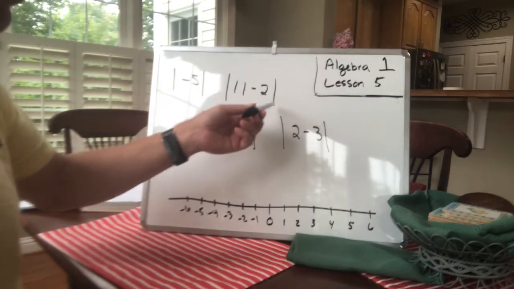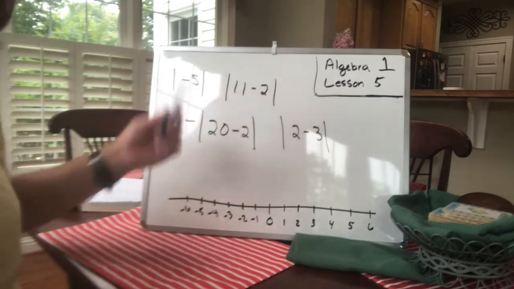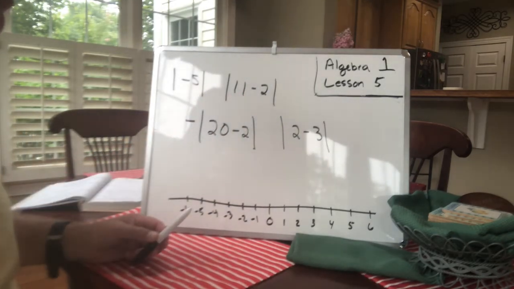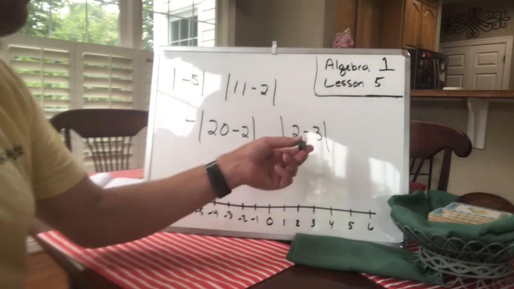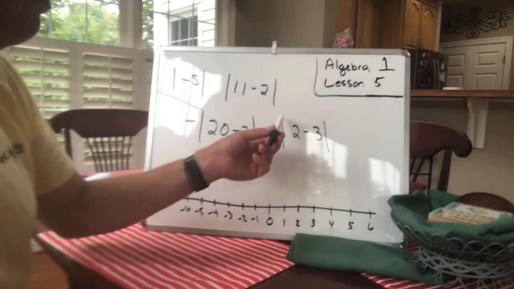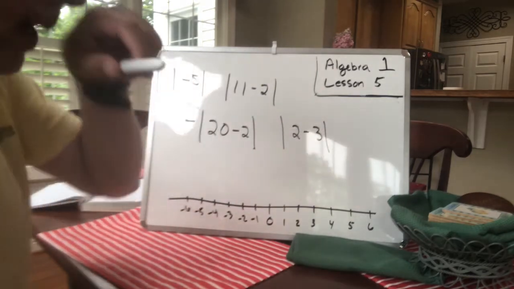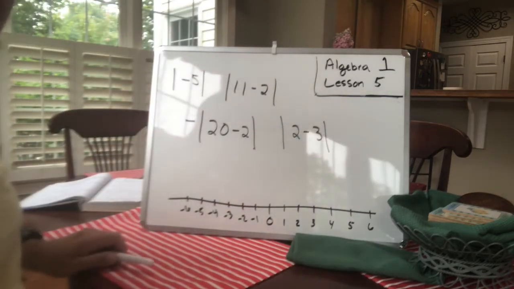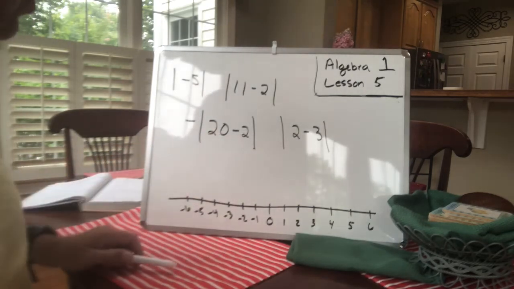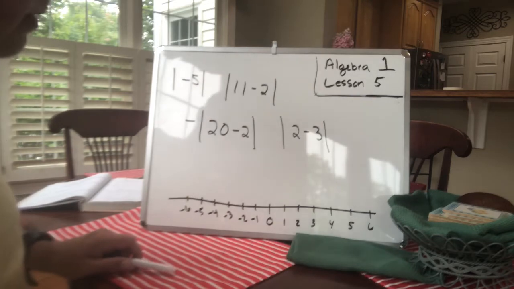11 minus 2 is obviously 9. It is positive and it stays positive. This answer would be 9. Okay, this one over here, 2 minus 3. 2 minus 3 is -1, but it's inside of the absolute value signs. It comes out to be +1. The answer is 1. This one right here, 20 minus 2, we know is 18.